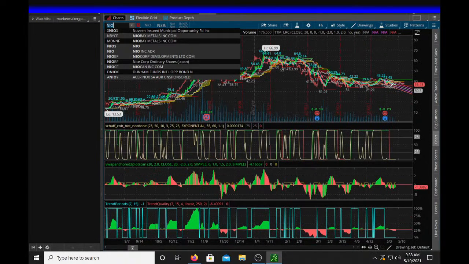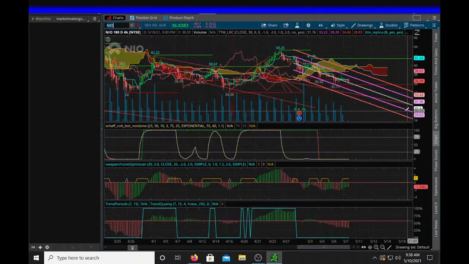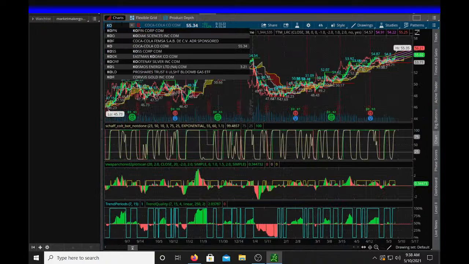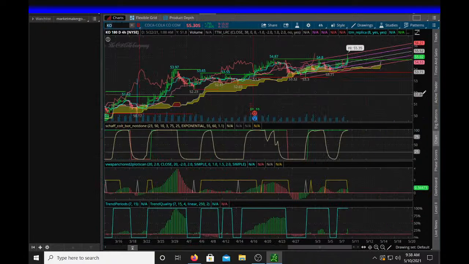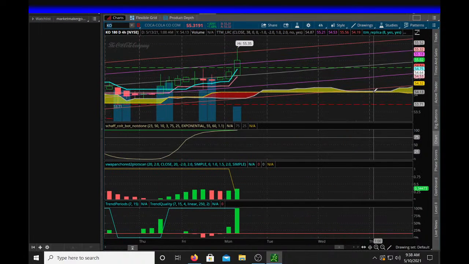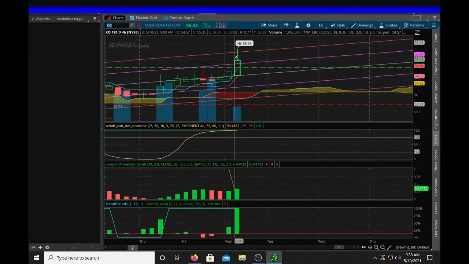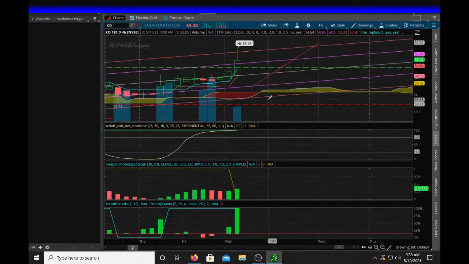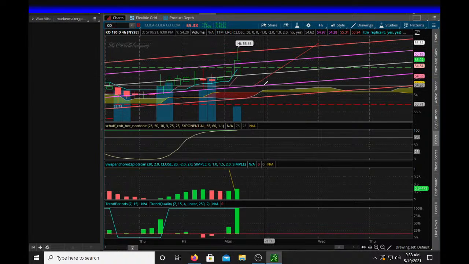Let's hit Neo. Okay, that chart looks the same. Okay, very good. Well overextended, but still bullish. Find yourself a little pullback and jump in. Yeah, somewhere around the $54 range.